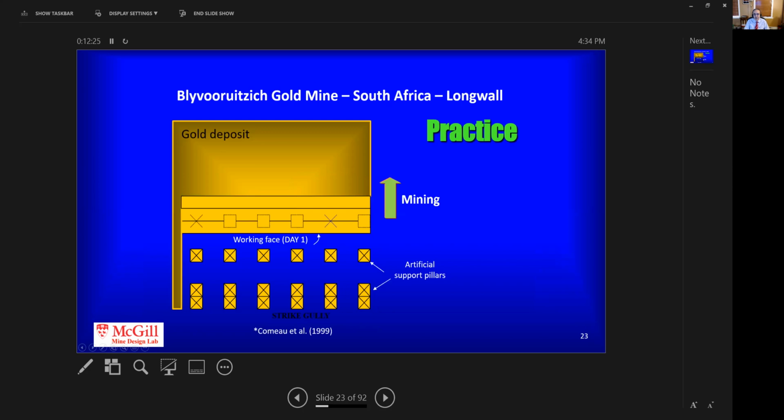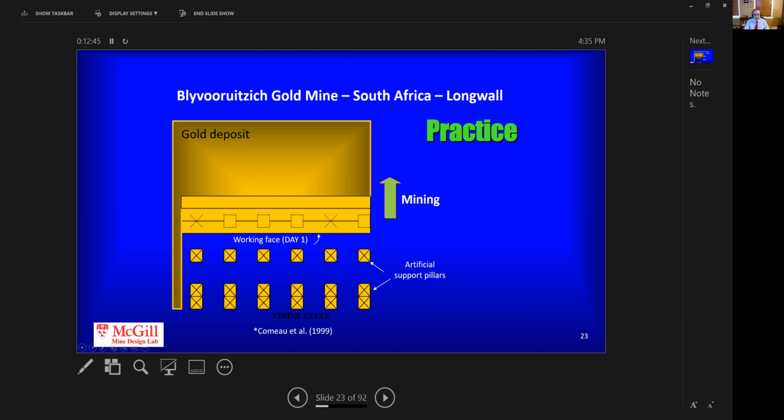Another one from South Africa that we reviewed, and this is for a nearly flat deposit in a gold reef. And these are artificial supports. The face is advancing upward with the green arrow showing the direction of mining.